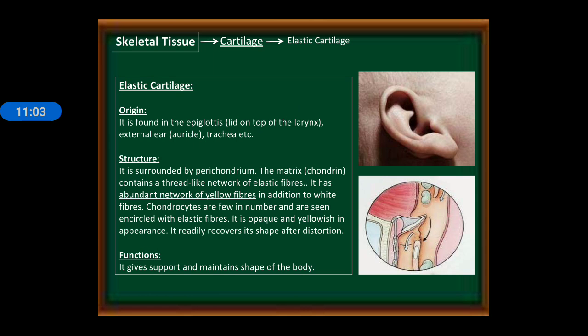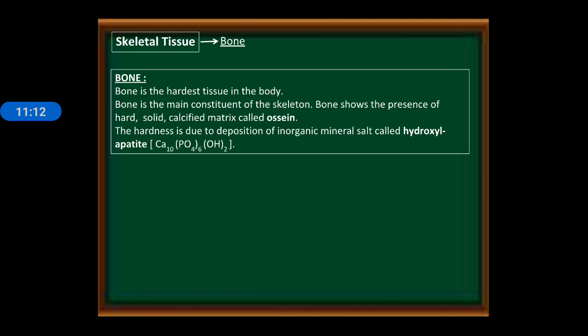It helps to support and aid the function of different organs of the body. Next is elastic cartilage. It is found in the epiglottis, trachea, and external ear. Its function is to give support and maintain the shape of the body.